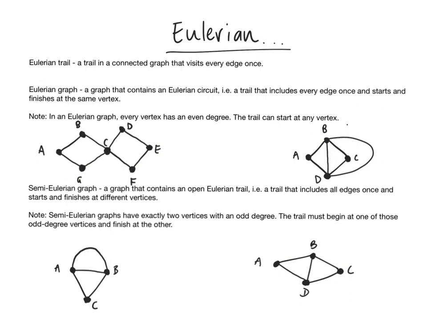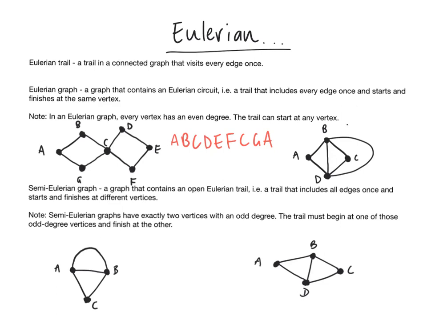So I've drawn 2 examples here of Eulerian graphs, and we can call these Eulerian graphs because they contain an Eulerian circuit. So this first graph here, for example, has an Eulerian circuit, and that can be represented here as A, B, C, D, E, F, C, G, and then back to A. So if we write that down, it would look something like this. A, B, C, D, E, F, C, G, and then back to A.